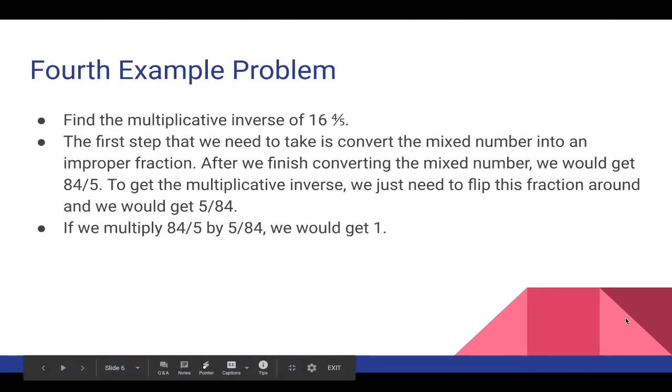Now let's do the fourth example problem. Find the multiplicative inverse of 16 and 4/5. This example problem is the same as the last. The first step that we need to take is to convert the mixed number into an improper fraction. After we finish converting the mixed number, we would get 84/5. To get the multiplicative inverse, we just need to flip this fraction around and we would get 5/84. If we multiply 84/5 by 5/84, we would get 1.